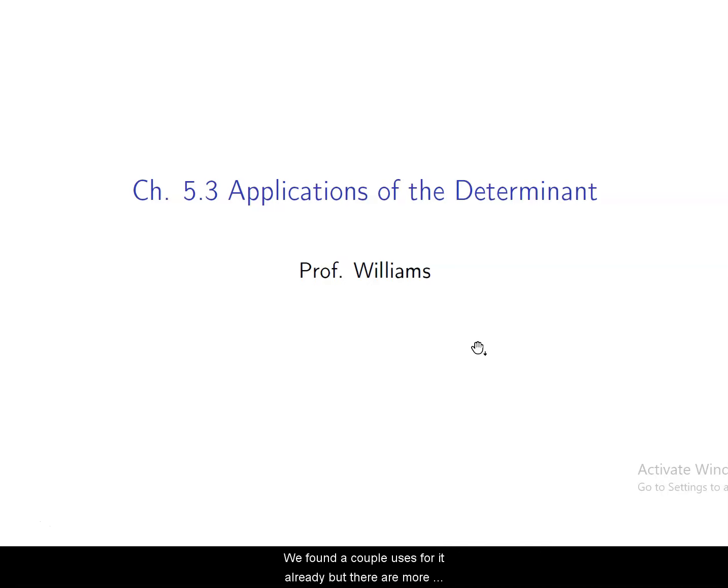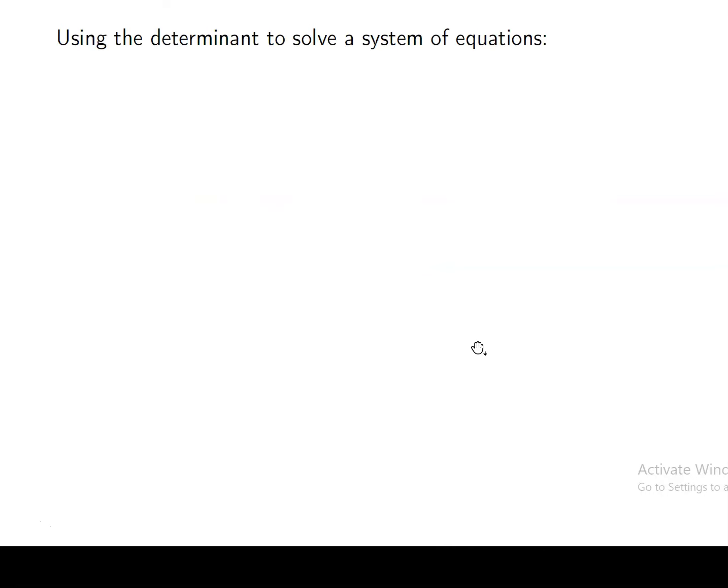We've found a couple of uses for it already. But they were more so for things that we're interested in from an algebraic standpoint, like linear independence, is there an inverse, things like that. So today we're going to actually talk about using the determinant to figure out actual stuff, right? One of the main uses that we have for the determinant is to find a solution to a system of equations.